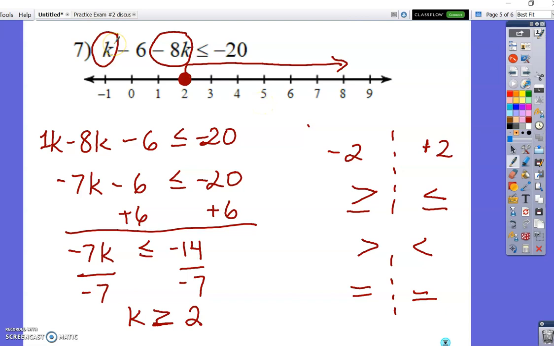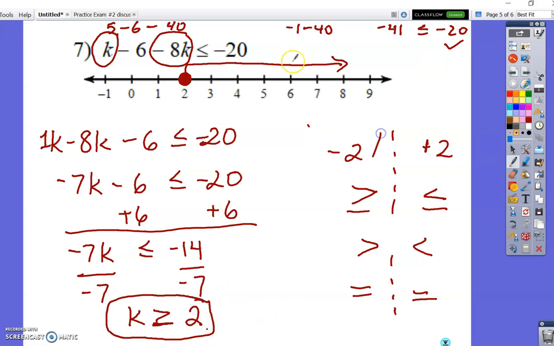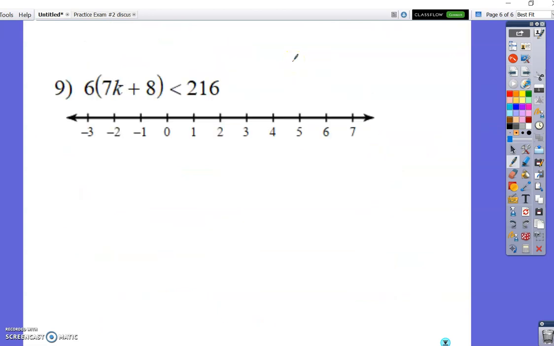Let's use 5 to make sure it's an answer to the original. And also 0 is not. Let's just check 0 really fast. 0, 0, negative 6 is smaller than negative 20. Oh, that's not true. Negative 6 is bigger than negative 20. Let's go ahead and try 5. So 5 minus 6 minus 5 times 8, which is 40. And 5 minus 6 is negative 1, minus 40 is negative 41, which is indeed smaller than negative 20. So yes, positive 5 is an answer, and so this is my answer. That's my graph.